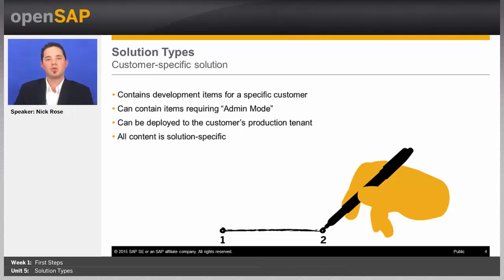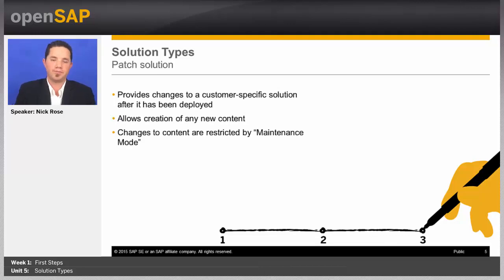The third type of solution is a patch solution. Now, this still relates to a customer-specific solution, but a patch solution is after we've initially deployed the customer-specific solution, how do we maintain it going forward? A patch solution will be created off of any specific customer-specific solution, and then we would make our changes and updates within this patch solution, which further will go on to be deployed to production tenants or other test tenants wherever the original customer-specific solution existed.